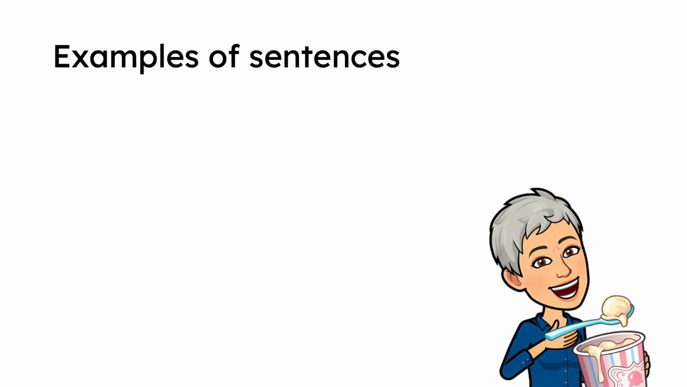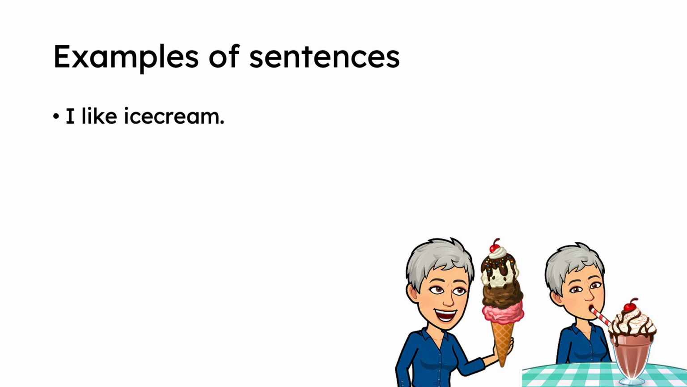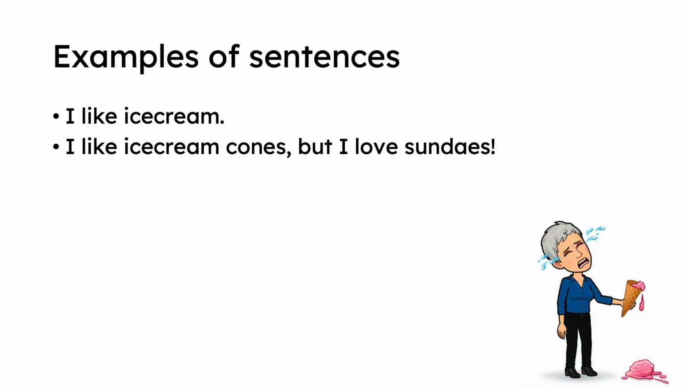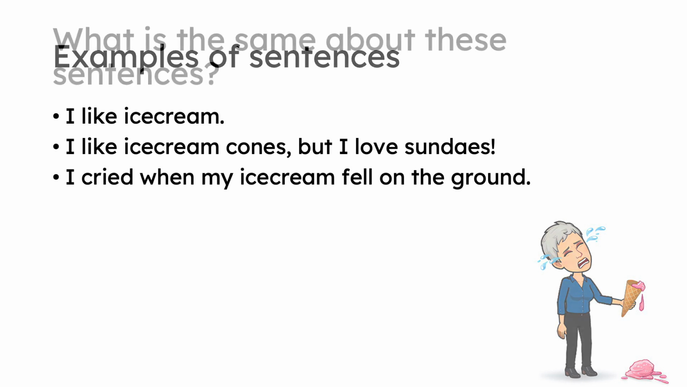Now, I like ice cream. So let's write a sentence. I like ice cream. I also like ice cream cones on Sundays. Here's my sentence. I like ice cream cones, but I love Sundays. Oh no, my ice cream fell off the cone. Here's my sentence. I cried when my ice cream fell on the ground.